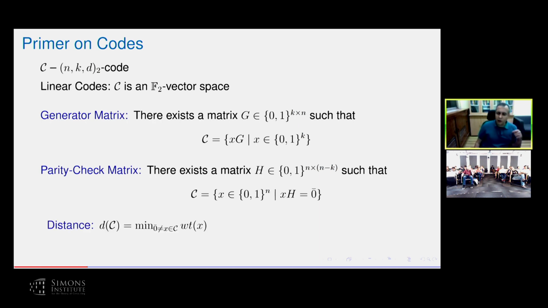And for linear codes, the distance of a code can be talked about much more easily: it's basically the weight of the smallest non-zero code word. It's the smallest weight of a non-zero code word in the code. And usually when it's a linear code, I'm going to denote it using square brackets, [n, k, d]_2.